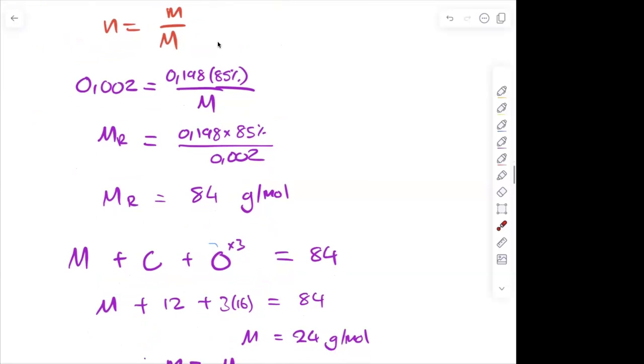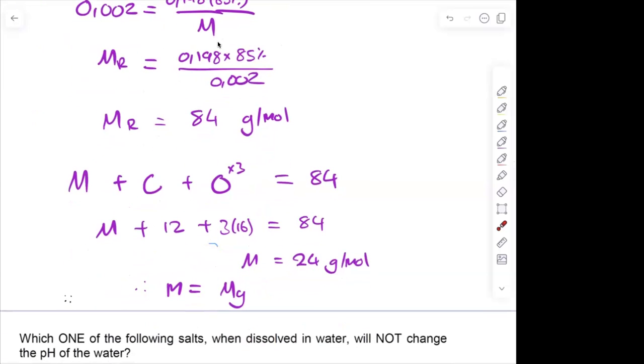Then finally, to find the metal, we need to quickly say the relative molecular mass of MCO3 consists of 1 atom of M, 1 atom of carbon, and 3 atoms of oxygen, which is M plus 12 plus 3 times 16. That will add up to 84. Let's solve for M. We get 24 grams per mole. And then finally, we know which atom has 24 grams per mole relative molecular mass. That's going to be magnesium. Bit of a challenging question, but we got to the end of it at the end of the day.